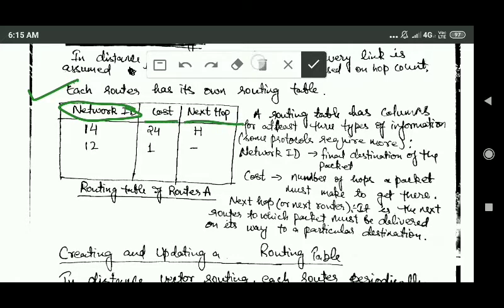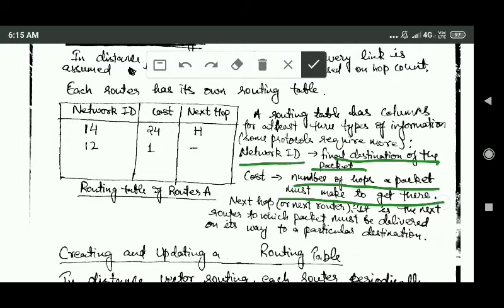next router. The network ID specifies the final destination of the packet, and cost specifies the number of hops a packet must take to reach the final destination. And next hop or next router is the next router to which the packet must be delivered on its way to a particular destination.